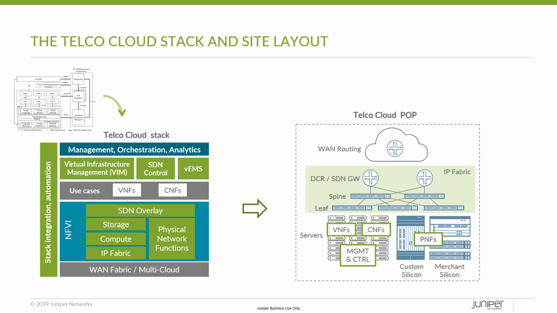Each telco will have its own way to derive a cloud stack from the ETSI model and translate that into an actual telco site or POP, where PNFs, meaning physical network functions, VNFs and CNFs connect together through an IP fabric made of leaf and spine routers and switches, and connect to other POPs through a gateway router called the DC gateway router or SDN gateway router.